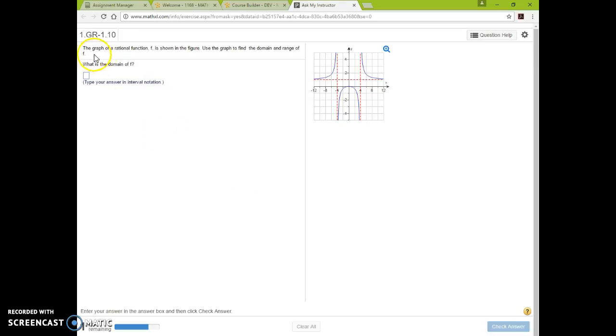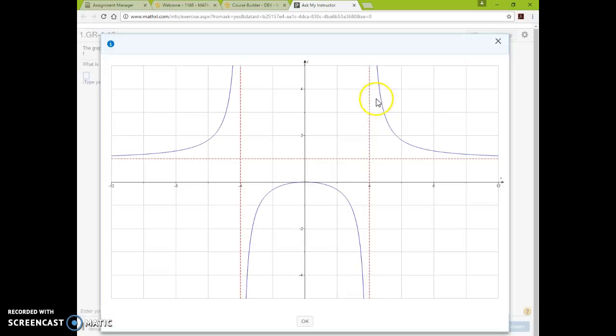Hey Caitlin, here we have the graph of a rational function f, which is shown in the figure. So what we have to do is use the graph to find the domain and range of f. So let's blow this up a little bit, and we'll have a look and see what's going on. Now first off, the domain.